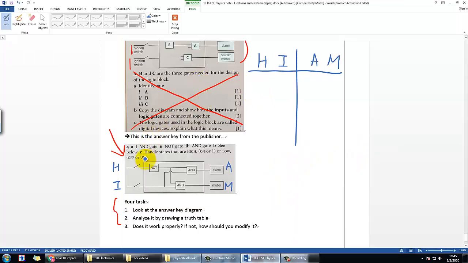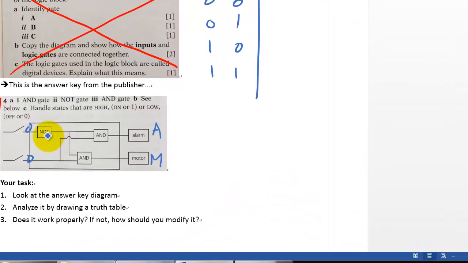Okay, so to make it easier to follow, I will name the hidden switch as H, the ignition switch as I over here. So again, you have 1 or 0 for either one of them, and the alarm as A and the motor as M. Okay, so let's try to analyze what happened with the answer key given. Okay, so we have 4 cases as usual, and let's just do one by one. So 0 0, again you should write it on the diagram to make it easier to work.